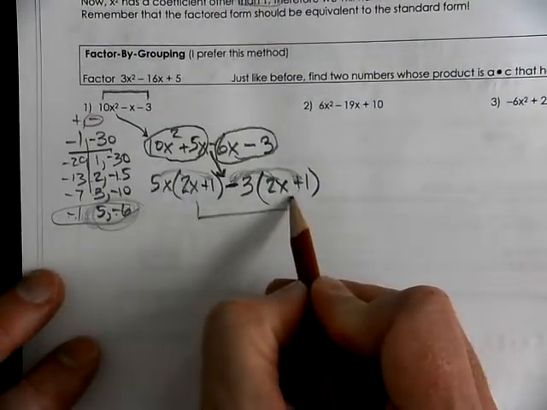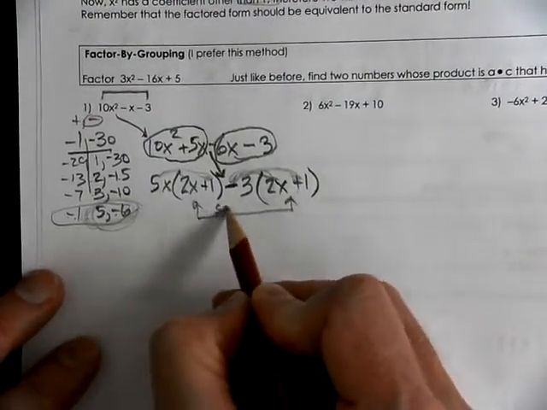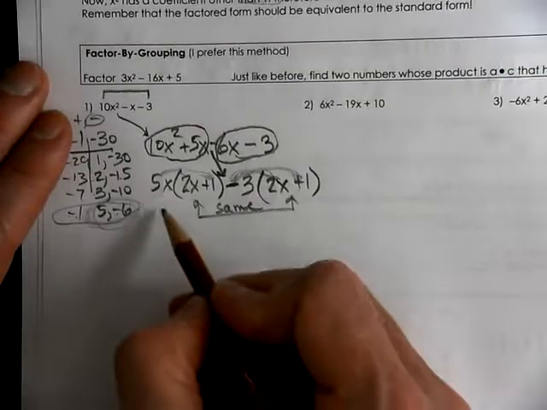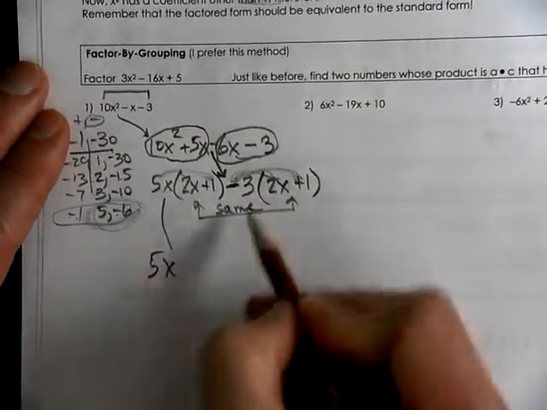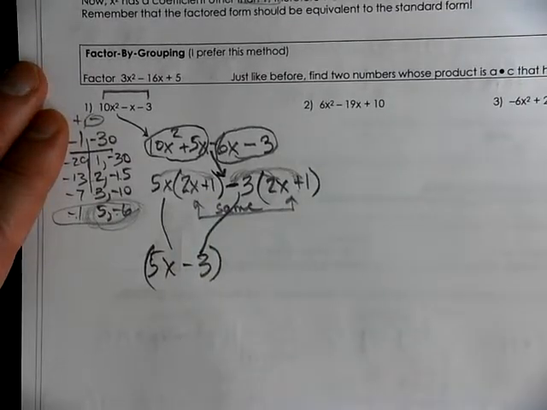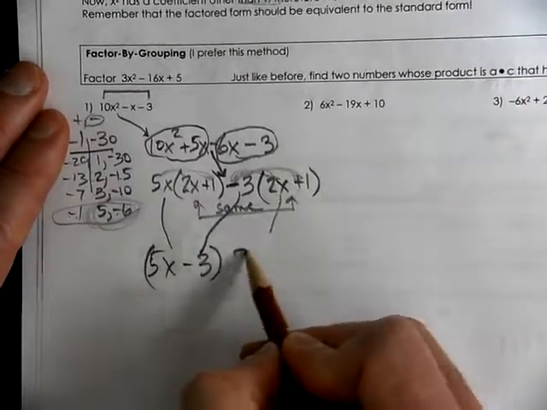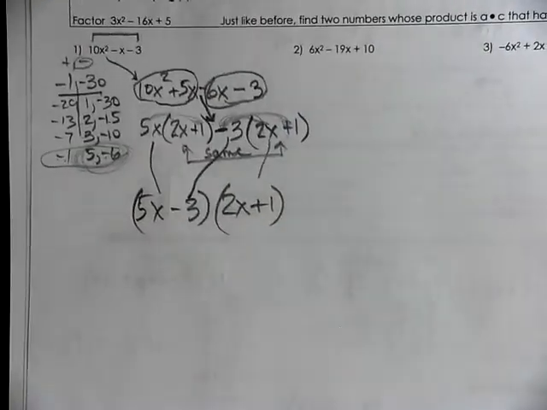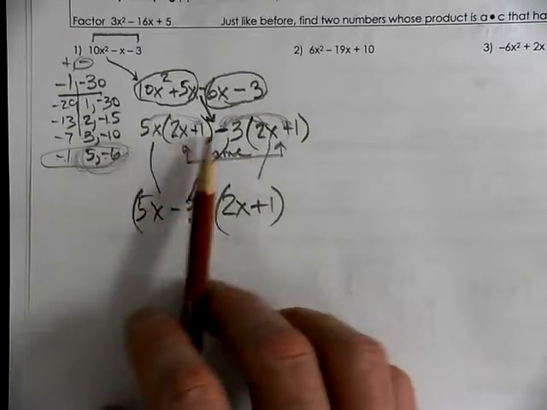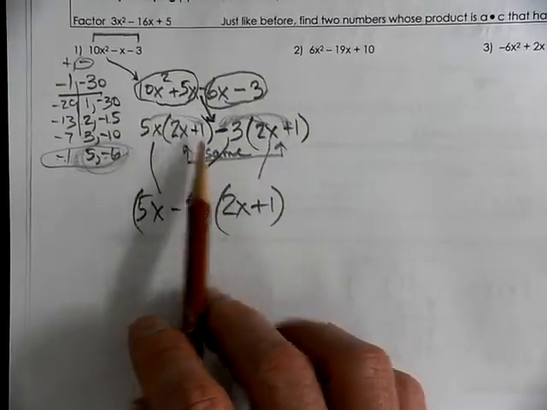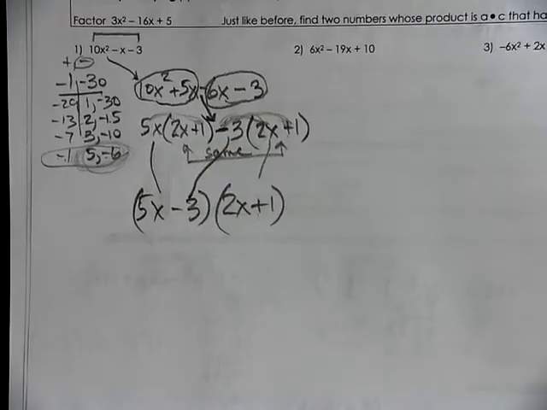Notice that what's inside the parentheses is the same. It has to be the same. 2x plus 1, 2x plus 1. Now I'm done. I have my 5x. I have my negative 3. They go together. And I have my 2x plus 1. The other 2x plus 1 is what allowed me to group the 5x and the 3 together. So you don't have 2x plus 1 twice. You only have it once.